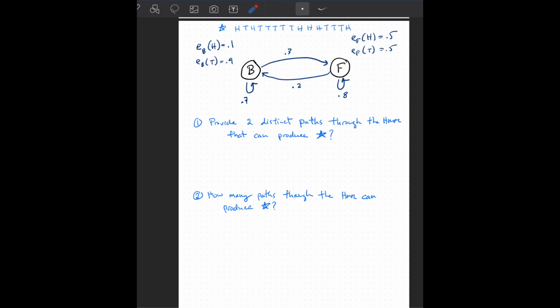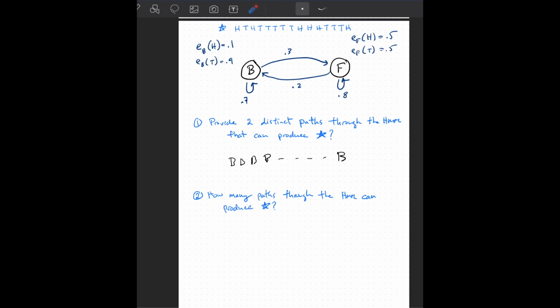So for example, I could have started in the biased state. I could have just stayed biased the whole time, right? That's perfectly legitimate. I can still toss coins and get heads and tails, but three heads in a row with the biased coin is a pretty unlikely event. But it is a valid path through that hidden Markov model. So this is all just staying in the biased coin the whole way.